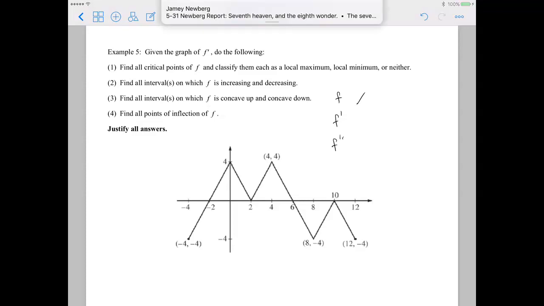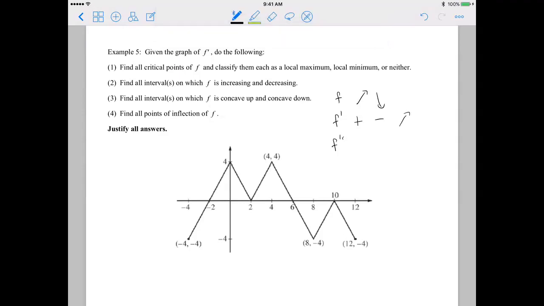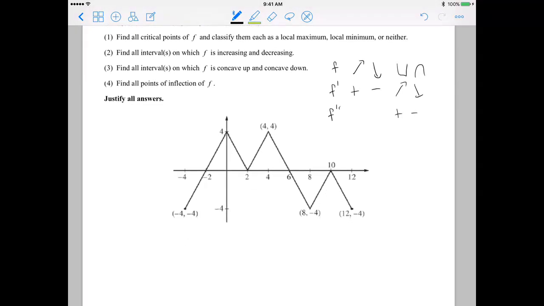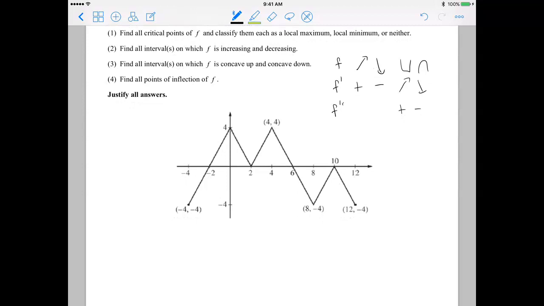Okay, so I know that if f is increasing or decreasing, then f prime is positive or negative. That information translates down a level, so increasing, decreasing, positive, negative, and by definition this means concave up and that means concave down. Okay, so part 1 of example 5 says to find all critical points of f and classify them each as a local max, local min, or neither.